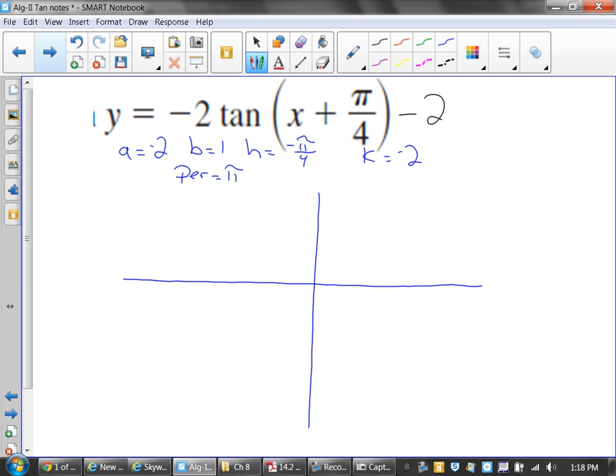Again, since my period is pi, my parent graph always goes through 0, 0. Where are my two asymptotes going to be located? Pi over 2 and negative pi over 2.